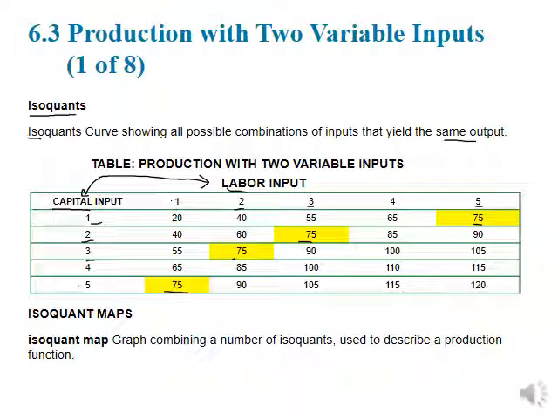When we put a bunch of these curves on a graph together, we'll get an isoquant map, which is a graph combining a number of different isoquants, and we use this map to describe a production function. So this should sound very familiar to you. It should sound a lot like indifference curves and indifference maps in consumer theory, whereas in consumer theory, we're showing all the different inputs in goods and services that yield the same level of utility. Here we're showing all the combinations of labor and capital that yield the same output.